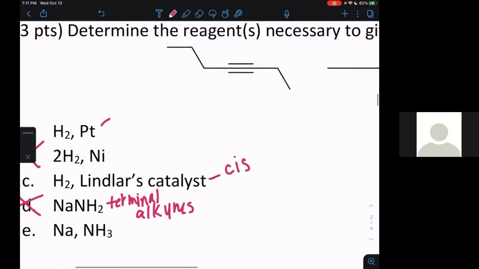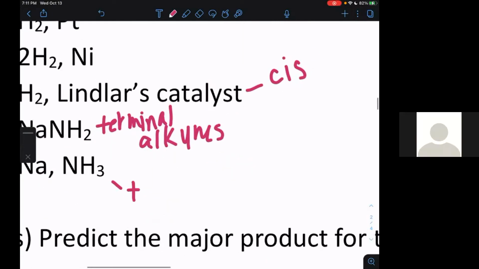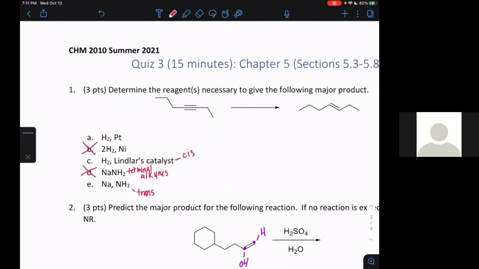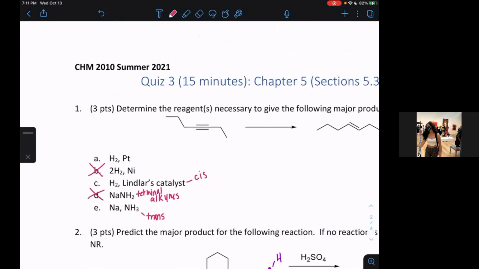And the Na and NH3 make a trans alkene. You wouldn't do A. A is the same as B, basically. You can use palladium.